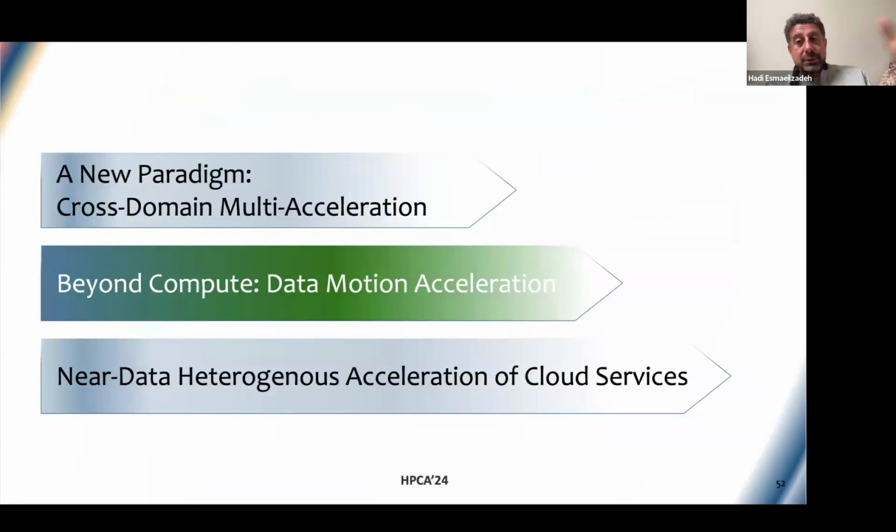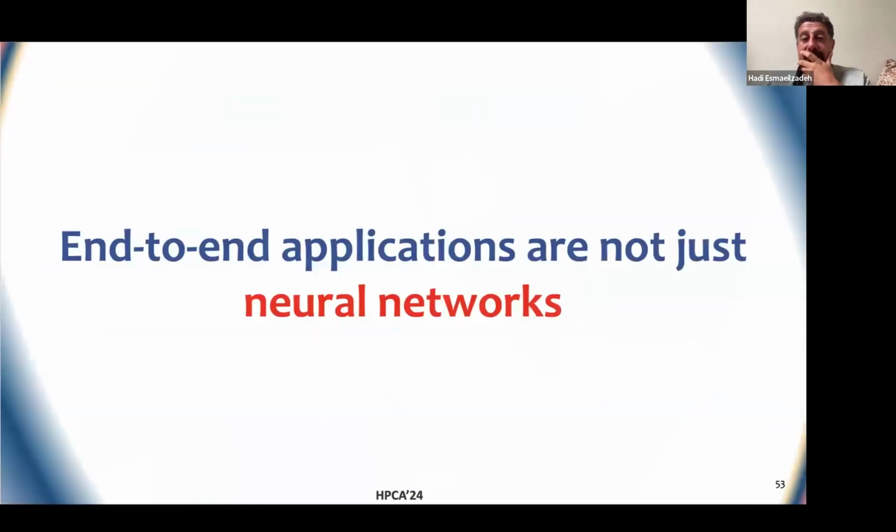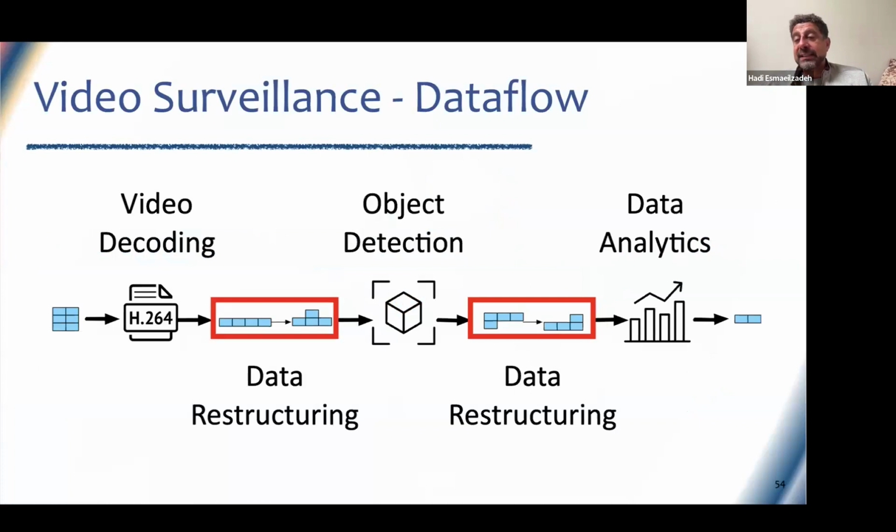Another work that we have just published this year is again about cross-domain multi-acceleration. Instead of just focusing on compute, we also need to focus on data motion acceleration. What about the data that needs to be handed over between the accelerators? Again, I'm going to come back to the same point: end-to-end applications are not just neural networks. Even in a video surveillance application that has a neural network for object detection or event detection, you have three kernels. You have to do video decoding, you have to do object detection, and you have to do data analytics, and data analytics not only involves some sort of classification, but also involves database accesses.